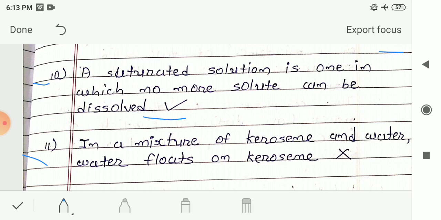The rest of the exercise, that is answer in one sentence, then definition and short answer type questions, we will see in the next video.